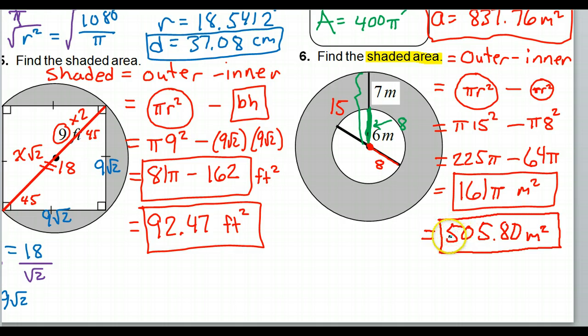Okay, so that is how you find the area between two shapes. You just take the area of the outer shape and subtract the area of the inner shape. Use your picture equations to help you keep your work organized.